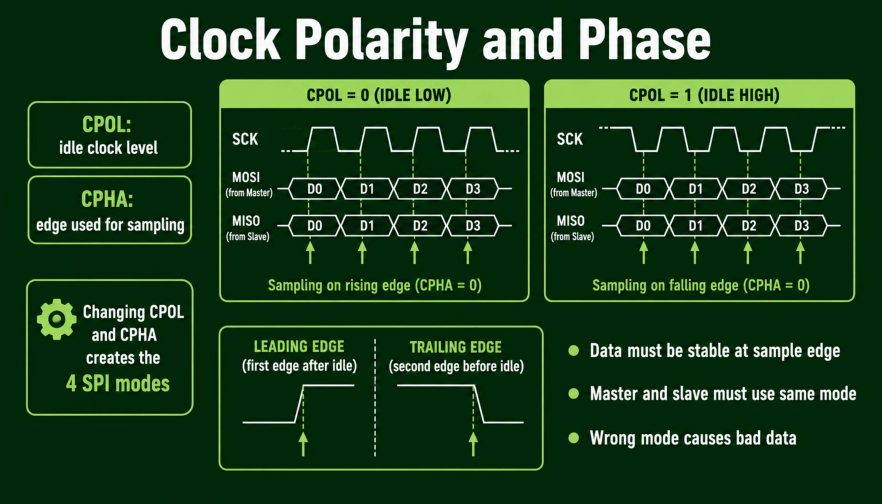Clock phase, or CPHA, defines which clock edge is used to sample the data. The first transition away from the idle clock level is called the leading edge. The second transition is called the trailing edge. By combining 2 possible polarity values and 2 possible phase values, SPI creates 4 operating modes. The master and slave must use exactly the same mode. Otherwise, the receiver may sample data while it is changing, producing shifted or corrupted values.